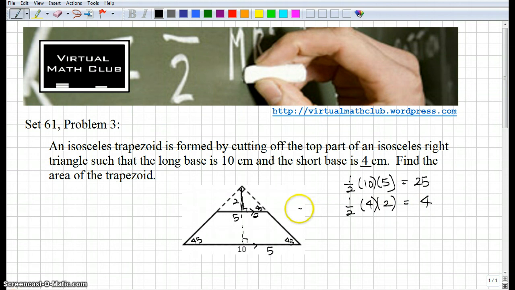And if we subtract the thing we chopped off from the whole, we end up with the area of the isosceles trapezoid that we're looking for. So if I subtract 4 from 25, I end up getting 21. Our units are centimeters, so that's square centimeters. The area of the isosceles trapezoid is 21 square centimeters, and we can get it just by taking the original triangle and subtracting the triangle that we cut off.